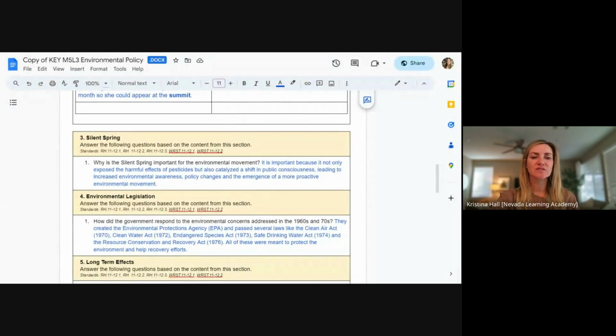So why is Silent Spring important in the environmental movement? It is important because it not only highlighted harmful pesticides, but also catalyzed a shift in public consciousness, leading to increased environmental awareness, policies, and emergence of more proactive environmental movements. So that's number 3.